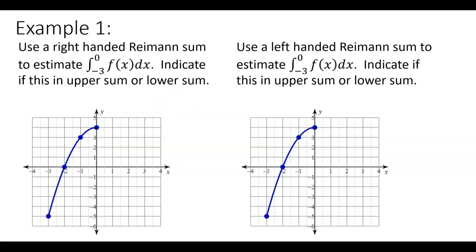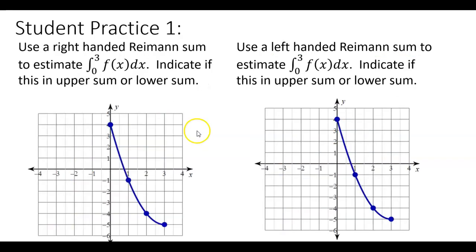All right, so here's one for you guys. Pause the video here, and I want you guys to do a right-handed sum for this graph on the left, and then I want you to do a left-handed sum for the graph over here on the right, and I want you to decide, is it an upper sum or a lower sum, and then I want you to also include what you got for the areas for each one. So pause the video, and when you unpause it, you can check your work and you'll see the solution.